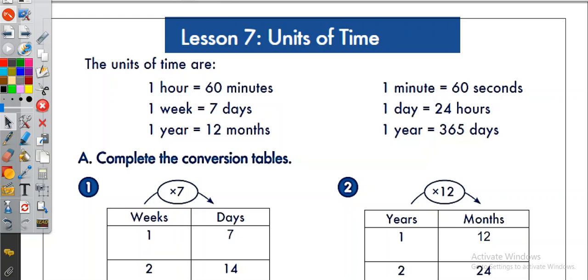Now in the first part we revised the metric units of capacity, length and mass. Now we're going to complete this chapter with lesson 7, units of time. What are the units of time?